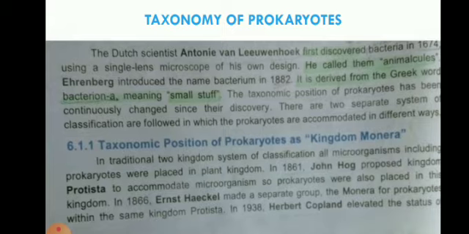Lots of scientists have done their work on the taxonomy of prokaryotes. The first one, the Dutch scientist Antony van Leeuwenhoek, discovered bacteria first in 1674. He used a single lens microscope, which he designed by himself at that time, and he called the organisms which he found animalcules.